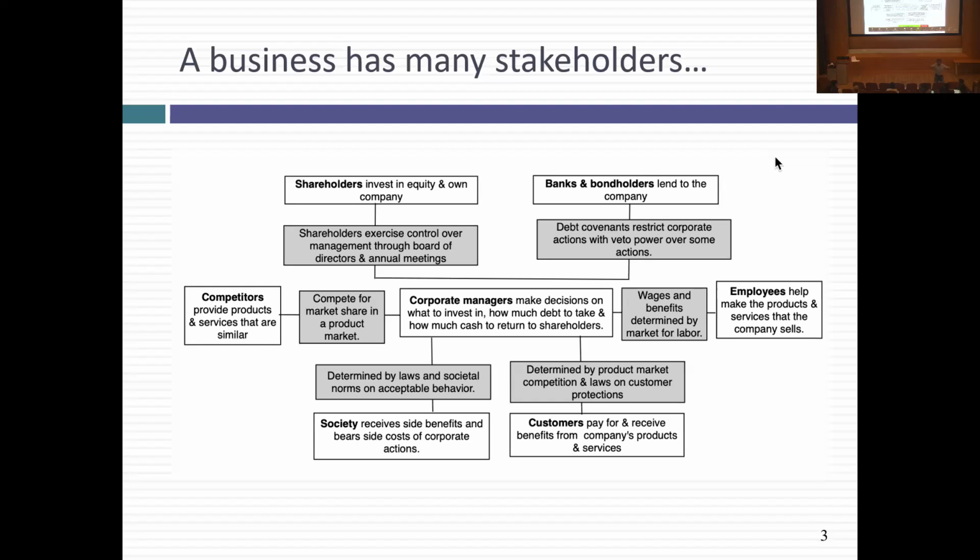So employees want higher wages, better healthcare. It's got to come from somewhere. Lenders want higher interest payments. It's got to come from somewhere. So let's also accept the fact that stakeholder interests are often going to diverge. They might converge a lot of the time, but they can also diverge.